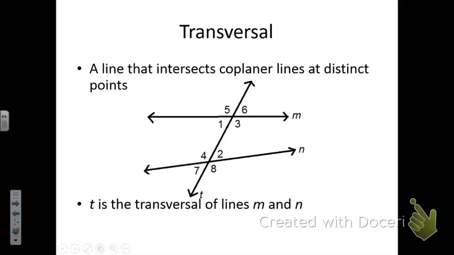So you've got two lines that are being intersected by a third line. That third line is called the transversal. If you look at your picture here, T is said to be the transversal of lines M and N. Now, notice when this happens, you have 8 distinct angles that are created. And there are some relationships between some of those angles that we are going to talk about.